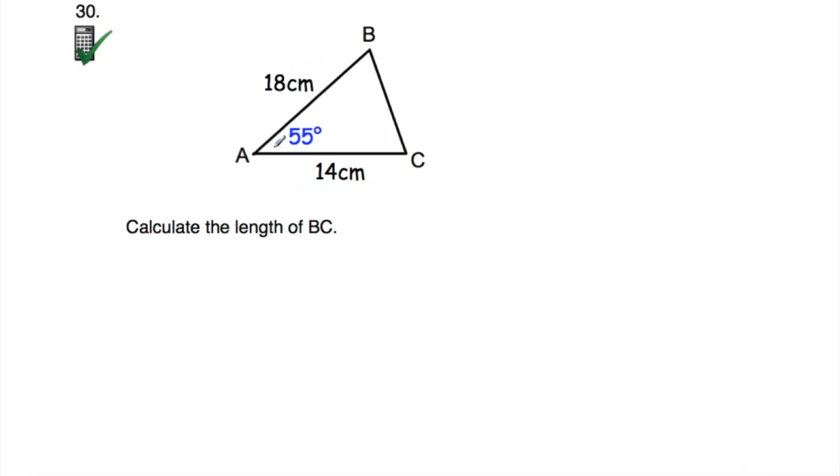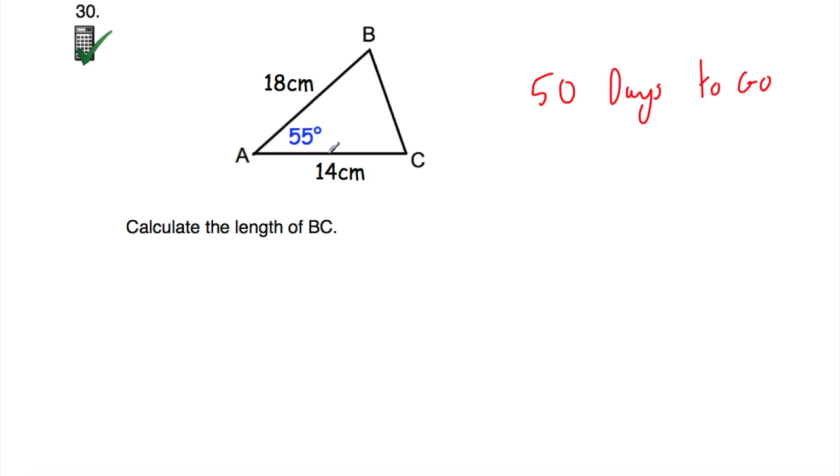Okay, let's have a look at question number 30. So we've got this triangle. It's not a right angle triangle. We've got the length of AB and AC, and we've got the angle between them being 55 degrees, and we've been asked to find the length of BC. Now, in terms of this question, 50 days to go will help you. And that'll go through this topic.